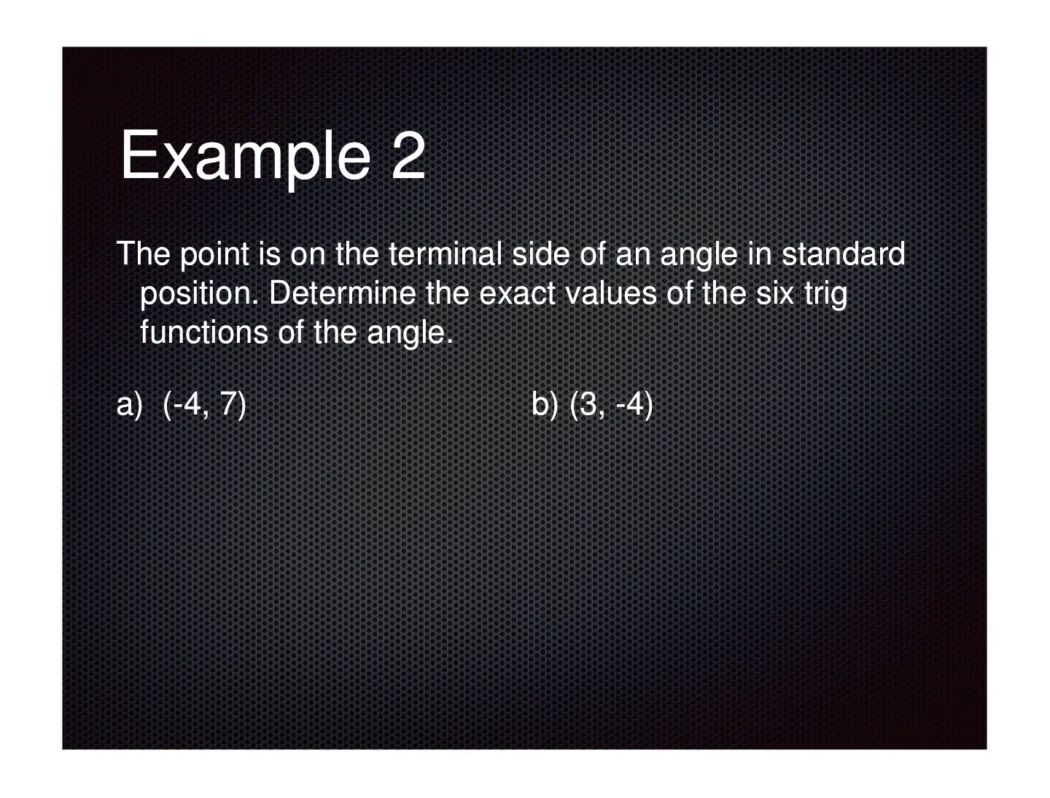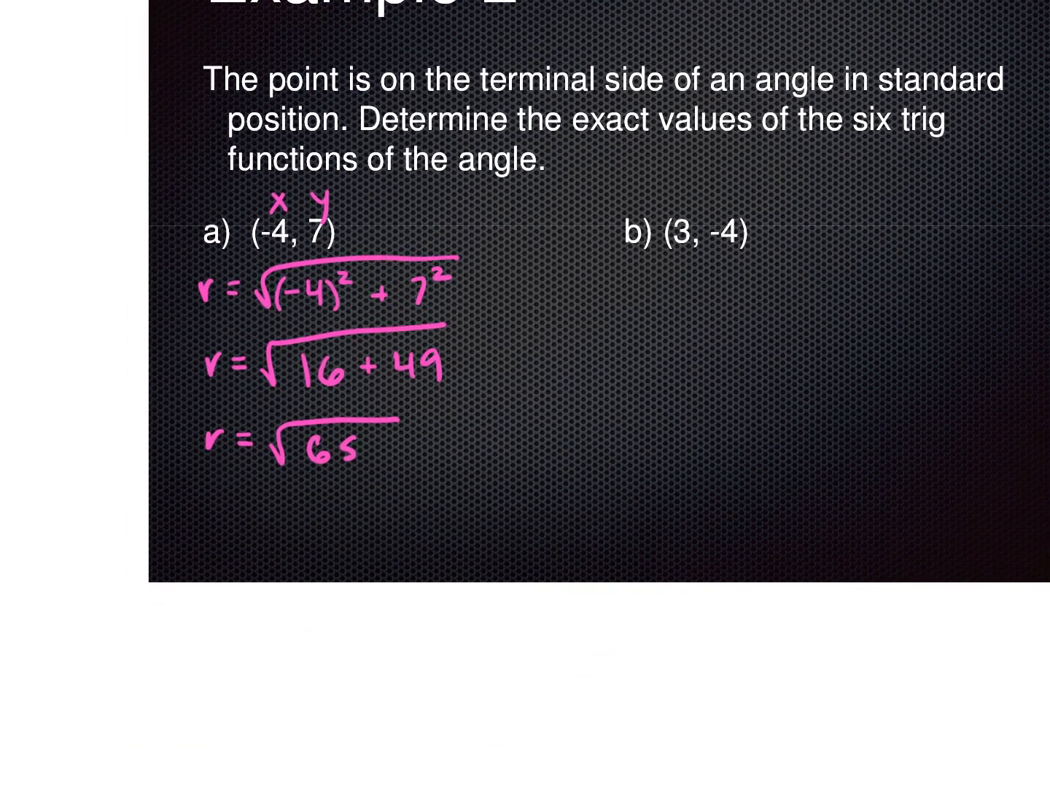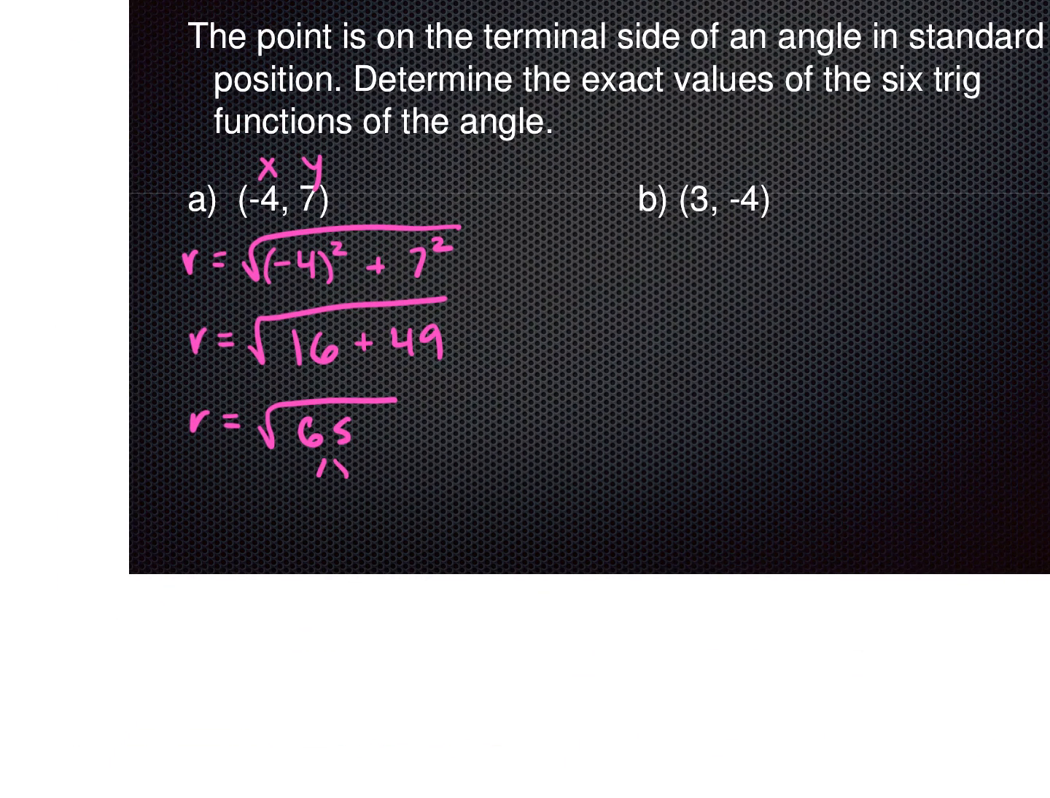So this one's a little bit different because it doesn't give us the picture, but does it matter? No, we still have x and we have y, and we know how to find r. So r is equal to the square root of x squared, so negative 4 squared plus y squared. What's negative 4 squared? 16. And 7 squared is 49. What's 16 plus 49? 65. Let's see if I can simplify 65. No. What are two factors of 65? 5 and 13. And 13's prime, so can't simplify. We don't have any pairs.